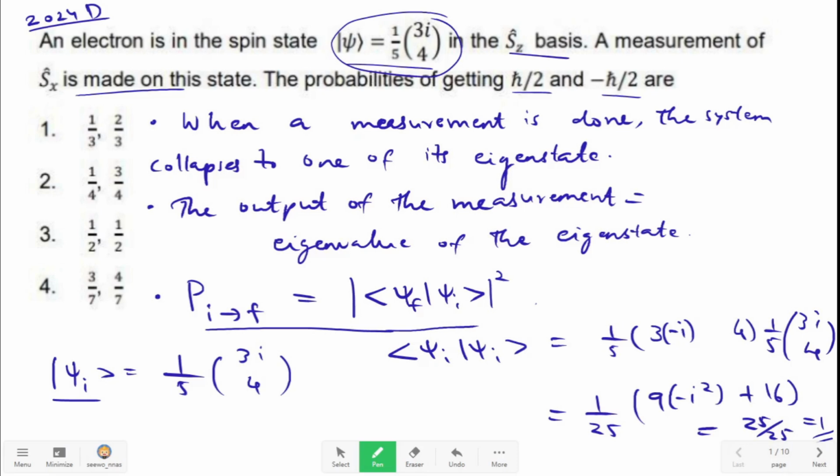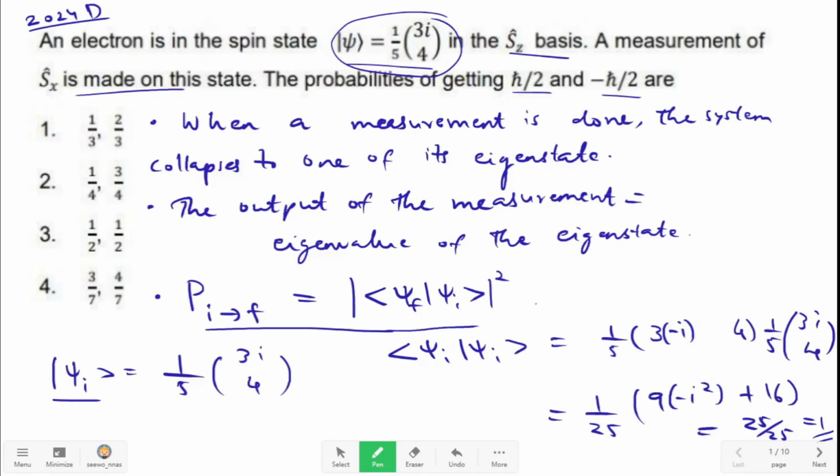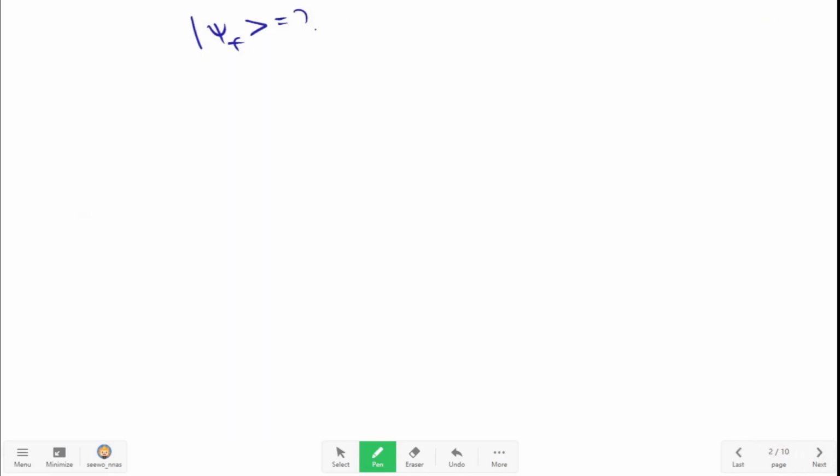Now let us find the final state psi f. In the question it is said that a measurement of Sx is made on this state. When a measurement is done, the system collapses to one of its eigenstates. Therefore the final state psi f will be an eigenstate of Sx in the Sz basis.